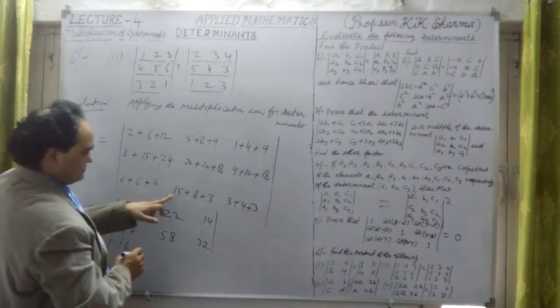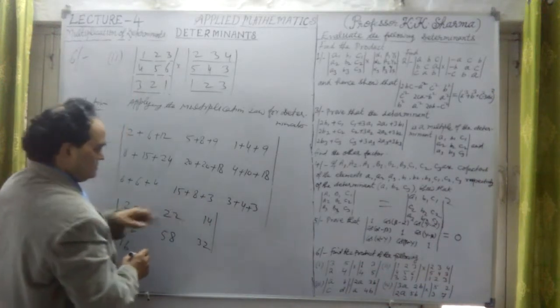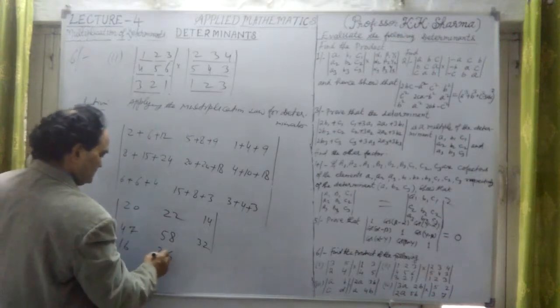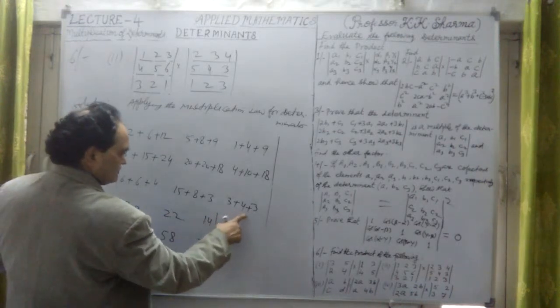12 plus 4, 16. 15 plus 3, 18. 18 plus 8, 26. 3 plus 4, 7 plus 3, 10.